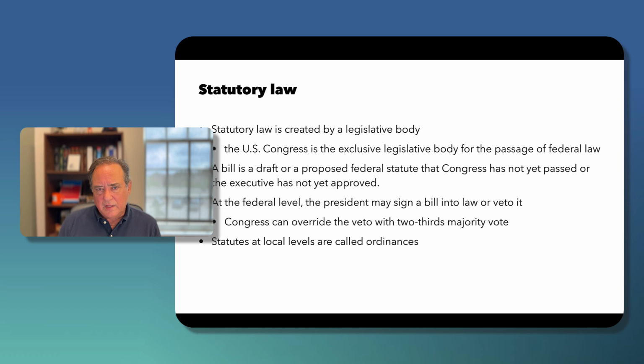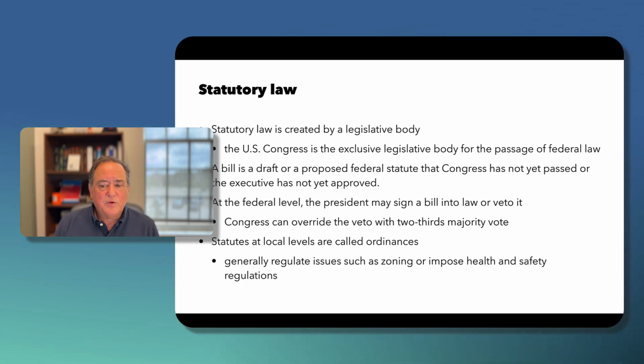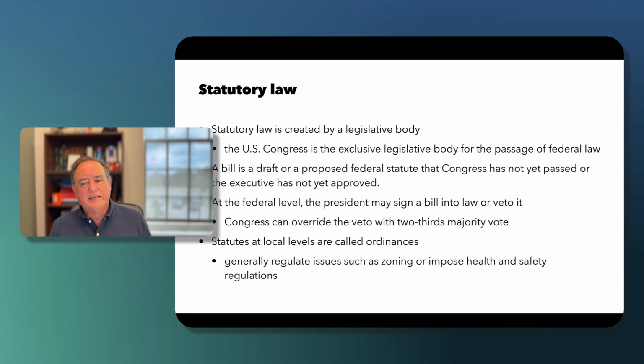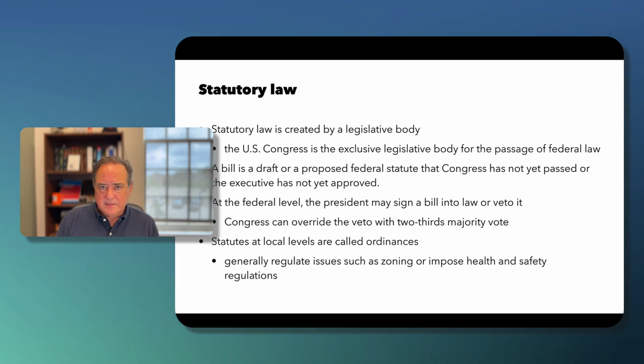Statutes at the local levels, again, we talk about the city of Stillwater, the Stillwater City Council. When they pass rules, they pass statutes, and we generally refer to those as ordinances. And these ordinances generally regulate issues such as zoning or imposing health and safety regulations. City ordinances are exclusive to the city. They don't have reach beyond the city limits.